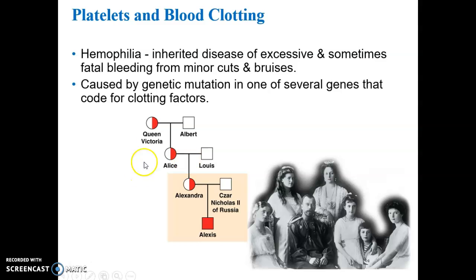And your textbook mentions that the problem of hemophilia appeared in the royal families in Europe when they would intermarry, leading to an increase in the likelihood of hemophilia within members of the royal family. So this is Queen Victoria of England and her husband, Albert. He did not have the condition.